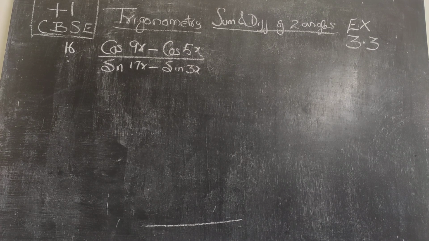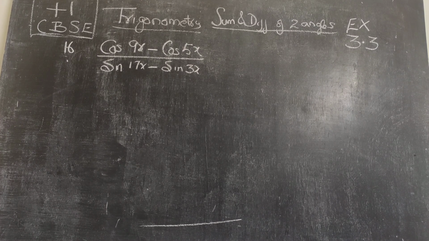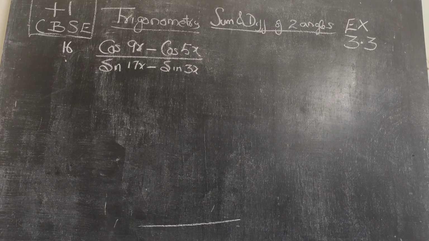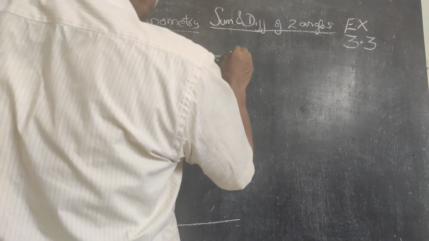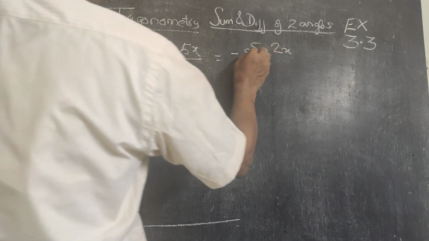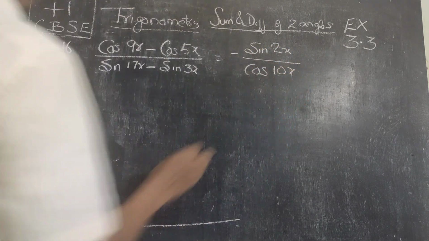In this chapter we have seen already 15 sums in our earlier videos. Now I am going for the 16th sum today. Cos 9x minus cos 5x divided by sin 17x minus sin 3x. We have to prove that it is equal to minus sin 2x divided by cos 10x. This is the thing you have to prove.